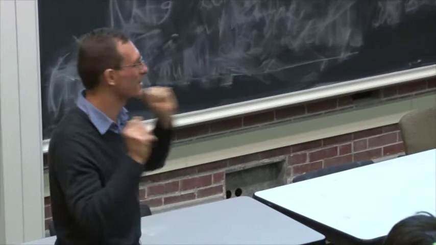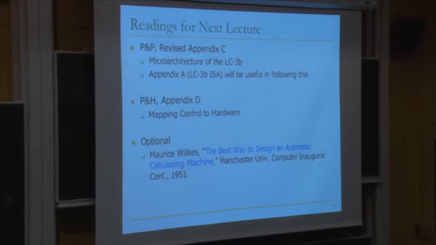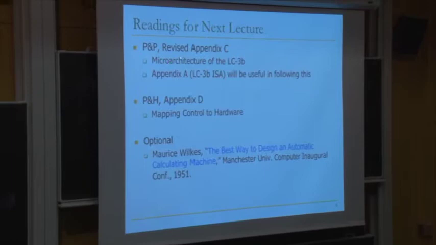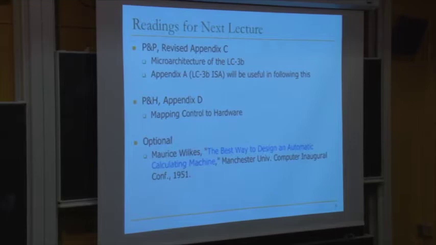All right, readings for our next lecture. We're going to cover a lot of interesting stuff, hopefully. We'll start with multi-cycle microprogram microarchitectures in the next lecture, assuming we can finish single-cycle microarchitectures today. So these are the readings. I've already assigned this reading earlier, so some of you may have already done this. But in the next lecture, we'll certainly cover the microarchitecture of the LC3b in a microcoded microarchitecture. And Appendix A will be useful in following this, because Appendix A is the ISA itself.